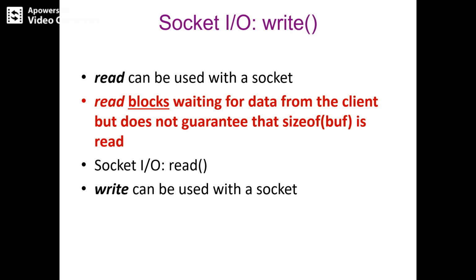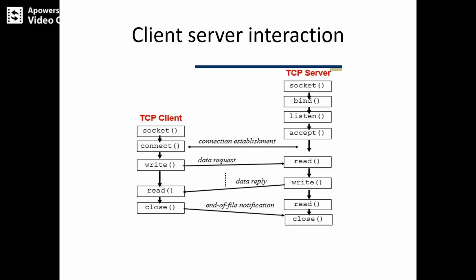And read and write options. Read can be used with the socket. Read blocks waiting for the data from the client side, but doesn't guarantee the size of the buffer that is read. So socket input output, read and write, can be used with a particular socket. So this is a general architectural flowchart of communication between TCP client versus TCP server.